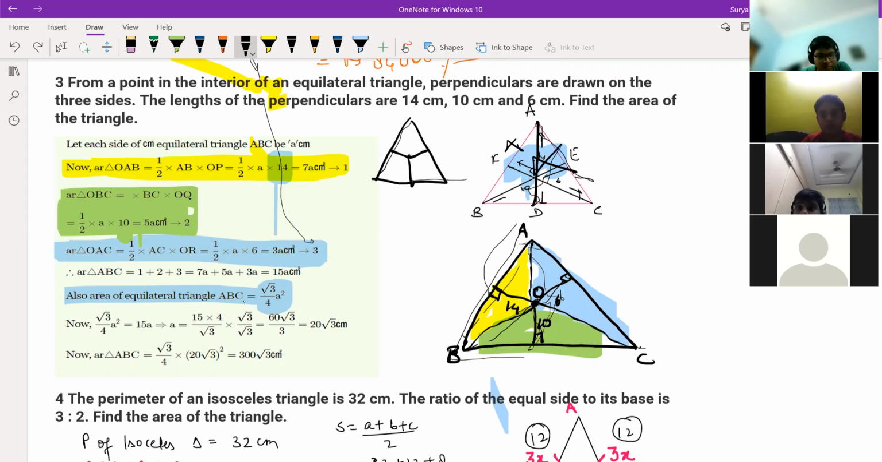The area of triangle ABC you are getting is 1 plus 2 plus 3, which means 7a, then 5a and 3a are coming. So 15a centimeter square is the total area. So what is a you are getting from here? 20 root 3 is the a value. Put the a value in this, so what do you get? 15 into 20 root 3 whole square. That is root 3 by 4 into 20 root 3 into 20 root 3.